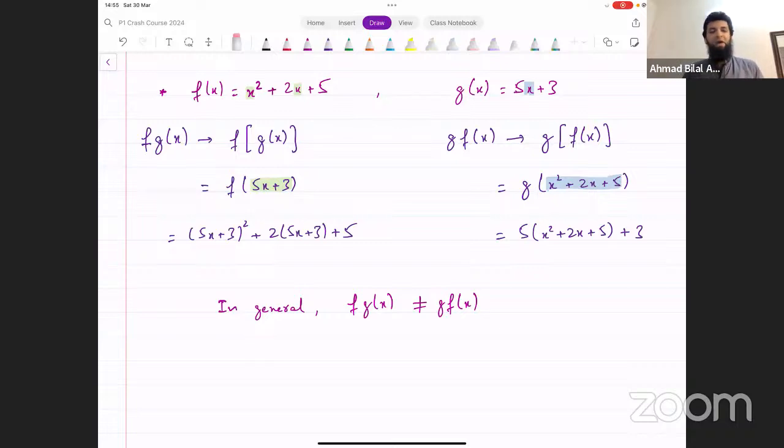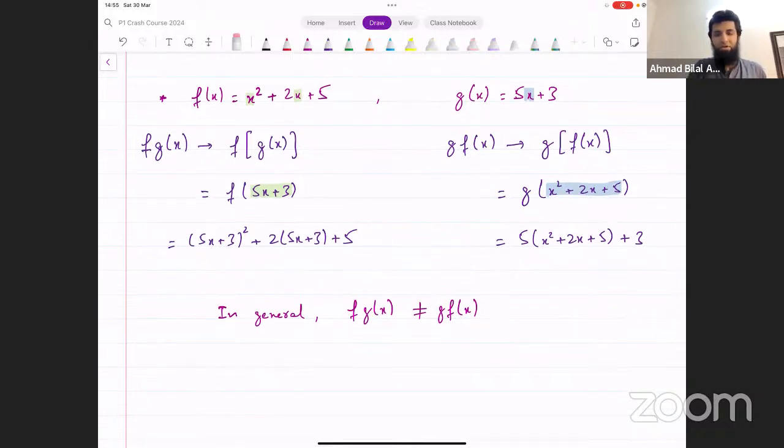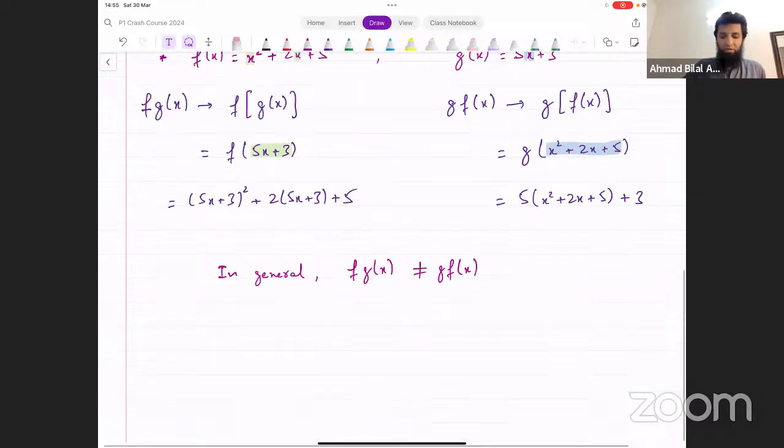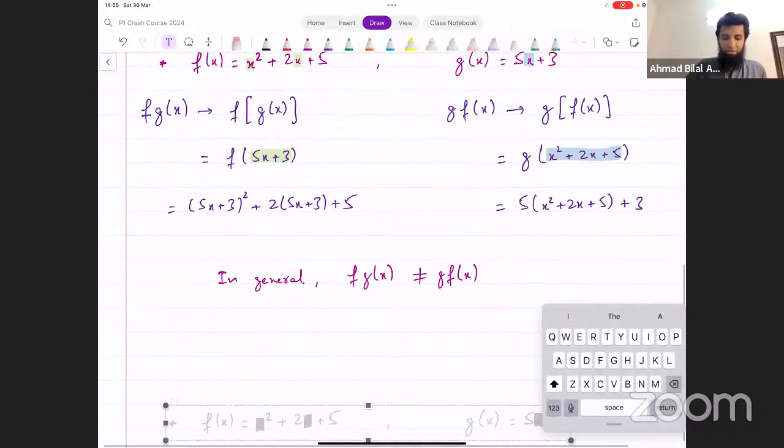So this is how we evaluate composite functions. Now, this is one notation that you need to know about, fg of x and gf of x. There's another notation as well that you need to know about. Let me actually just copy these functions here again. These are the two functions that we're talking about. I'm going to just copy them here again.